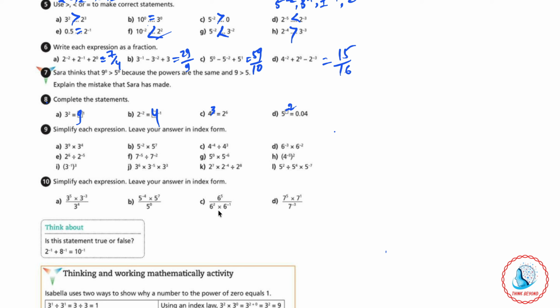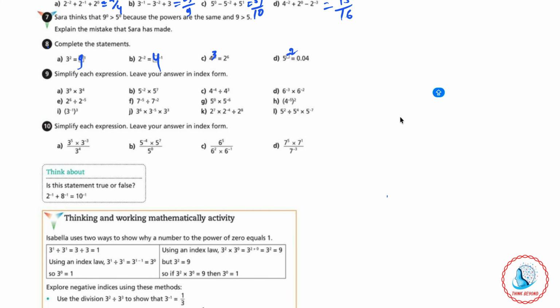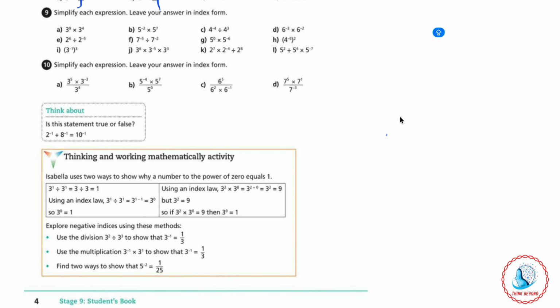Now question number 9 comes here. It says simplify each expression. Leave your answer in index form. Okay. So it is 3 raised to power 9 times 3 raised to power 4. This is question number A.